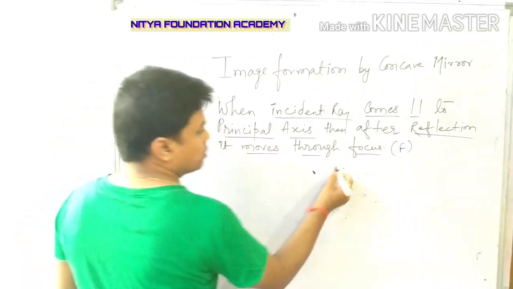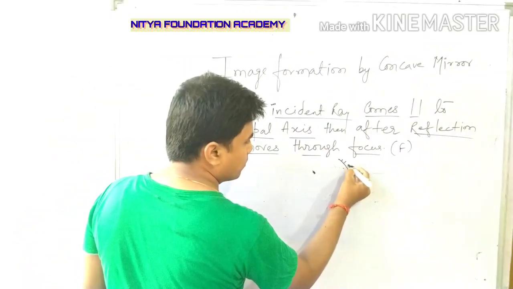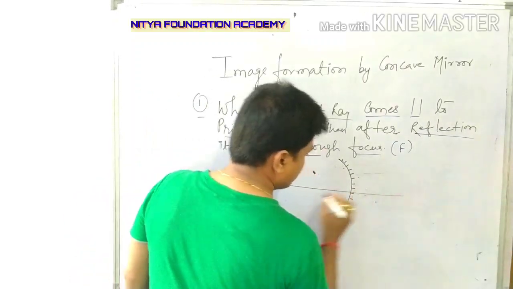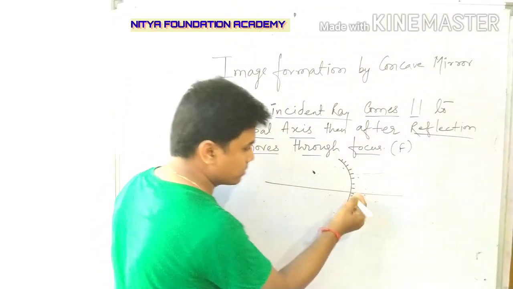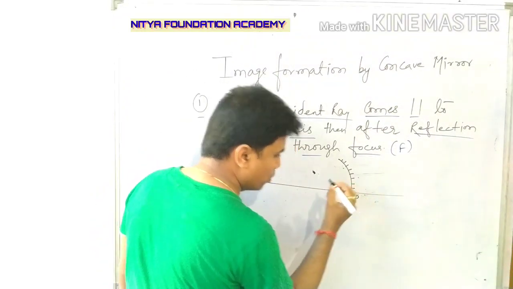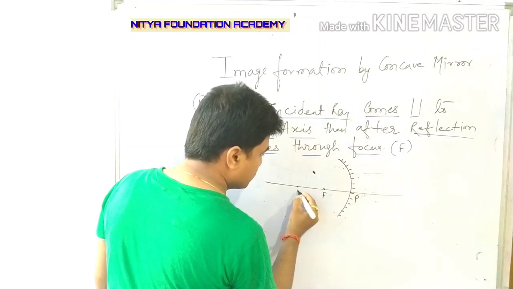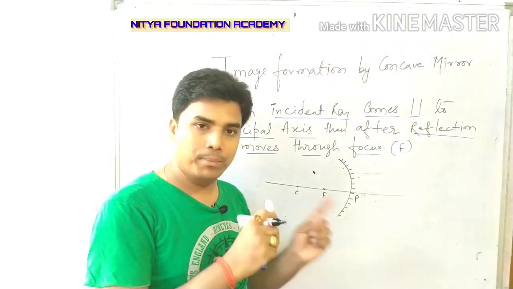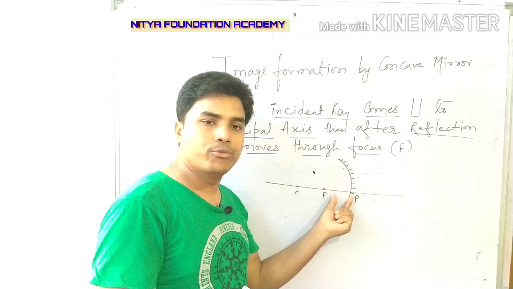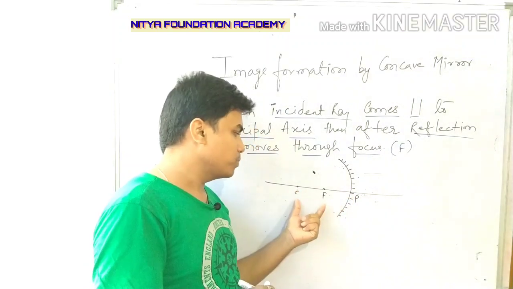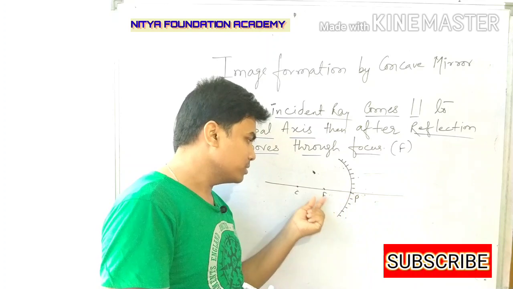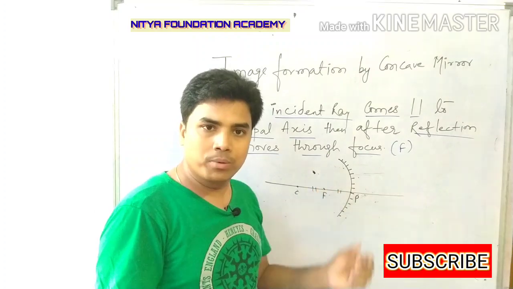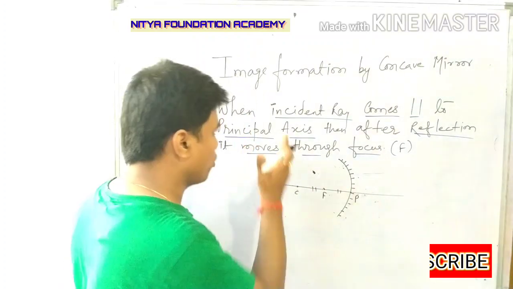So let's understand. If I draw a concave mirror, you know very well that this is called the principal axis. This is the pole, this is the focus, and this is the center of curvature. As I already mentioned in my previous video, the length between pole and focus is called focal length, and the distance between pole and focus and focus and center of curvature is always equal. This should be kept in mind before image formation.